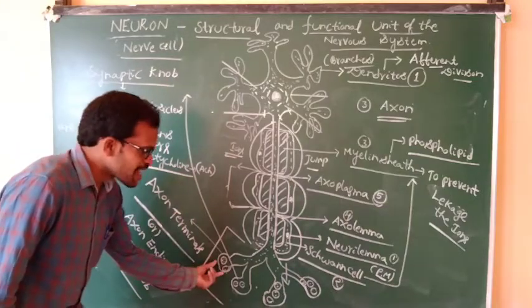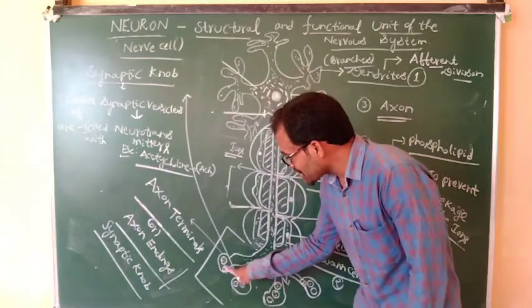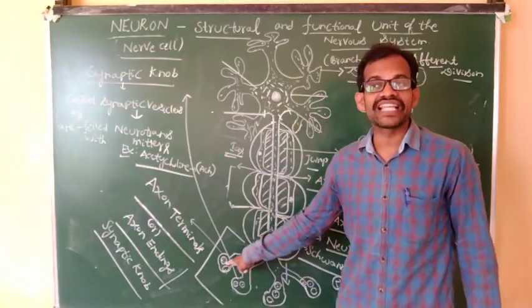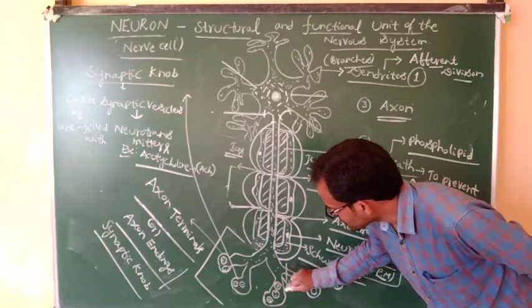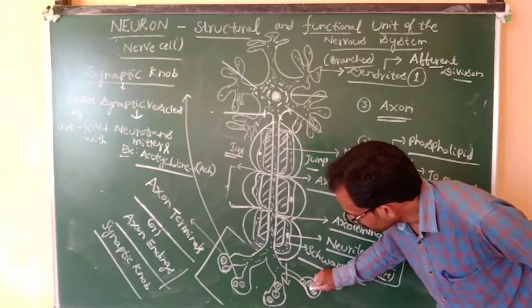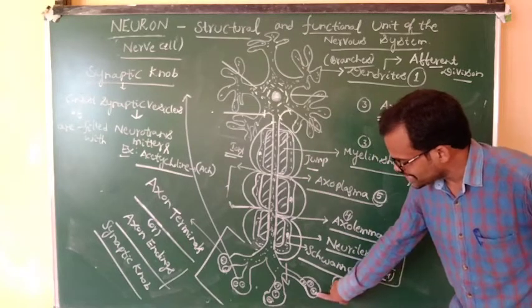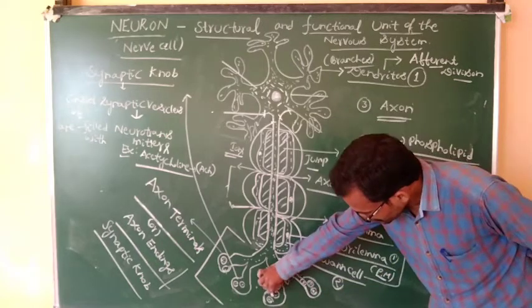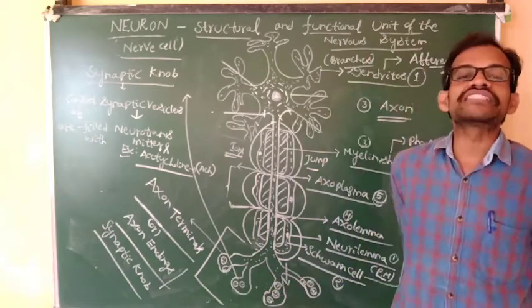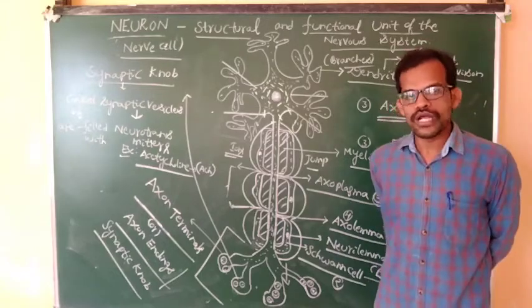These are the synaptic knobs. These synaptic knobs are filled with synaptic vesicles. These synaptic vesicles are filled with neurotransmitters. These are the indicated synaptic vesicles, filled with neurotransmitters.